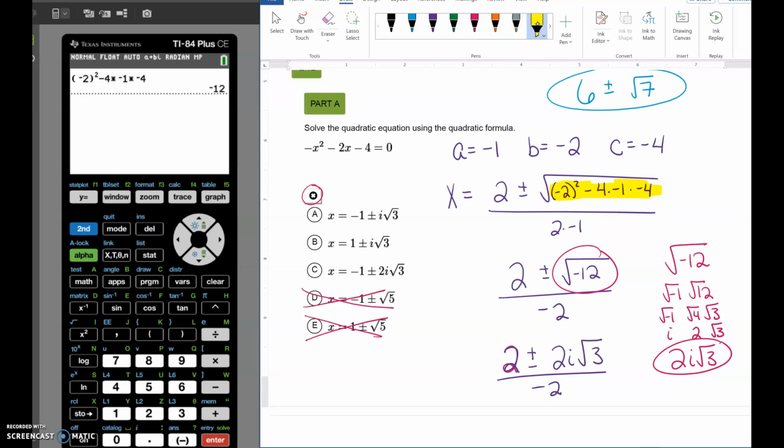Then look at the whole number pieces. You've got 2, 2, and negative 2. You can divide all of those by 2. In fact, you can divide them all by negative 2. 2 divided by negative 2 is negative 1. 2 divided by negative 2 is negative 1, but why is that going away?